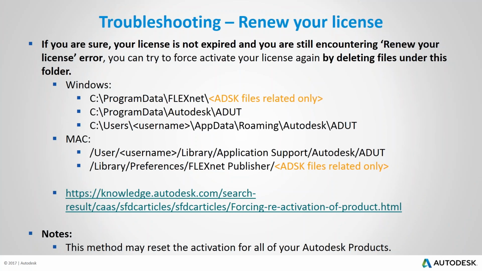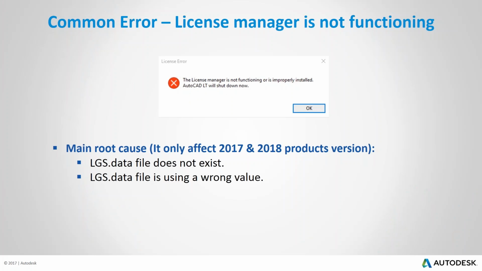Okay, next thing. You might have seen this in 2017 and 2018 product versions recently. The main root cause of this error can be that the LGS data file in your client machines does not exist, or it might be using a wrong value. We can talk about this in the next few slides. Please take note that from this point onwards, the slides will be slightly technical and I'll try my best to explain this as clearly as I can.